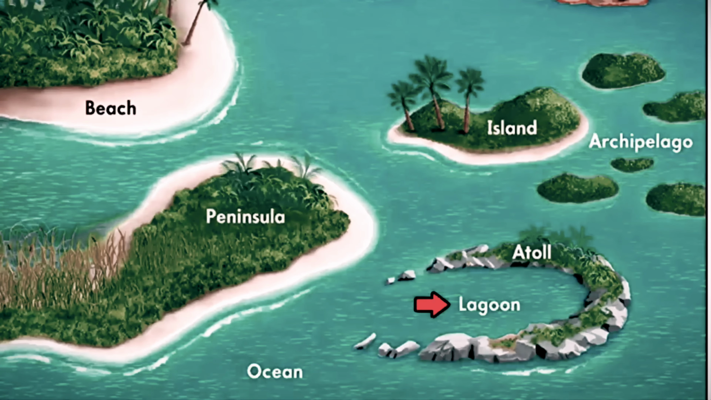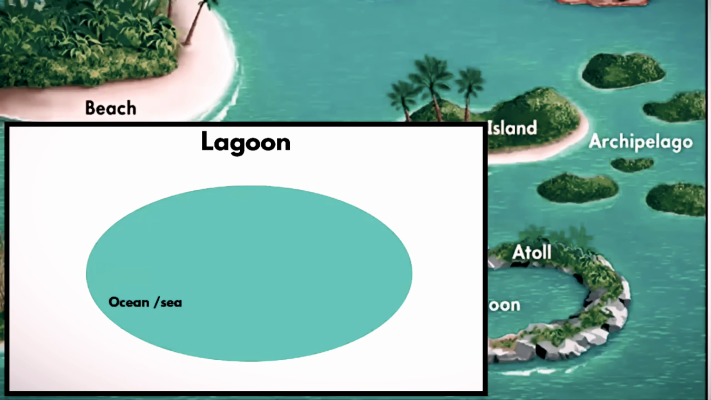The next one is lagoon. The simple definition of a lagoon is when a shallow body of water is separated from a larger body of water like a sea or an ocean. That is what is called a lagoon.